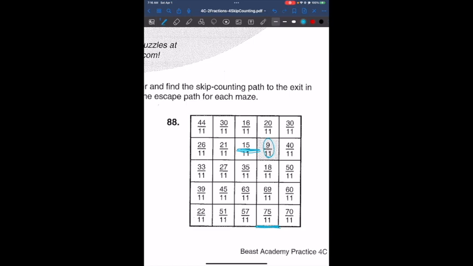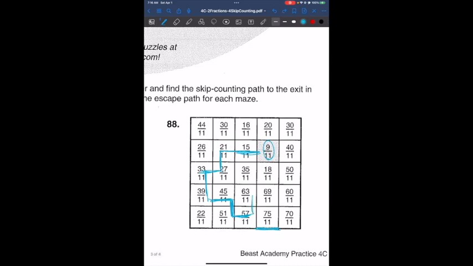The difference between 15 over 11 and 9 over 11 is 6, so we're going to skip count by 6 over 11. After 15 over 11, we get to 21 over 11, then 27 over 11, add 6 over 11 again, so that's 33 over 11, 39 over 11, 45 over 11, 51 over 11, 57 over 11, and then 63 over 11. Then we add 6 over 11 once more, which gets us to 69 over 11 and ultimately to 75 over 11.